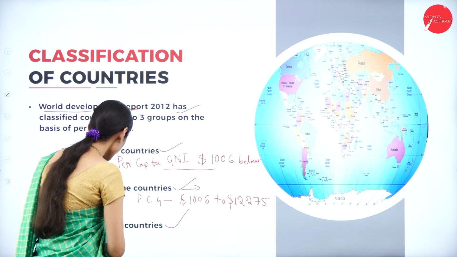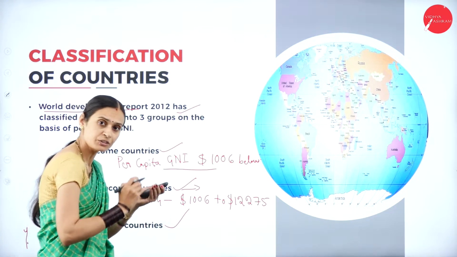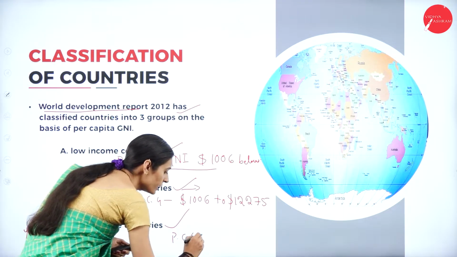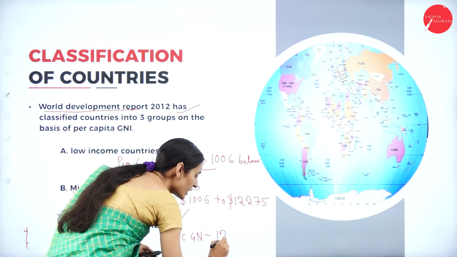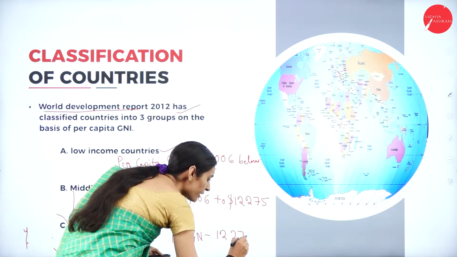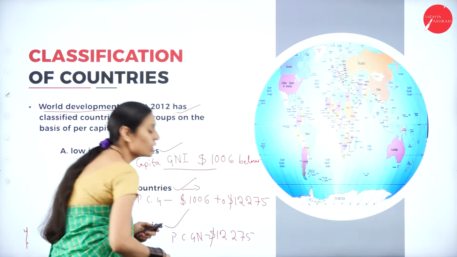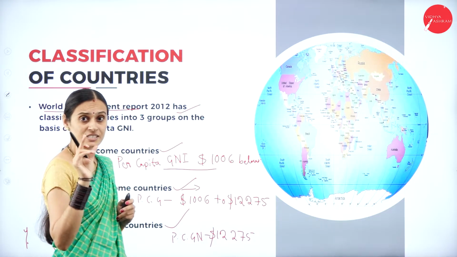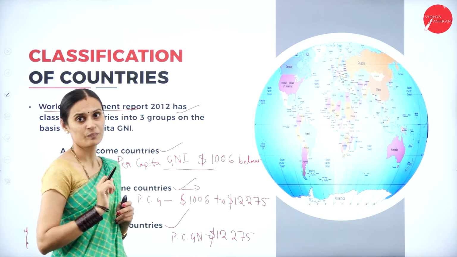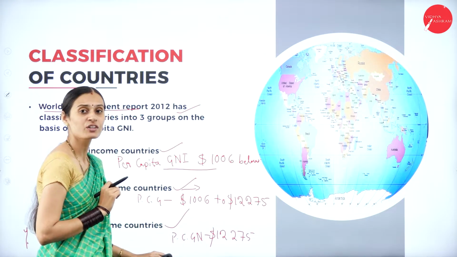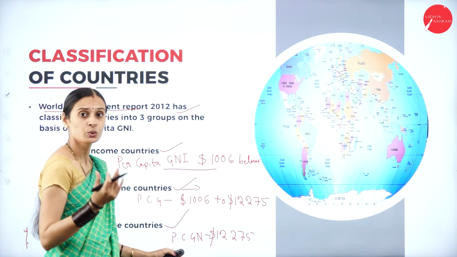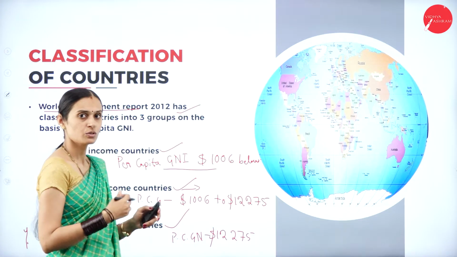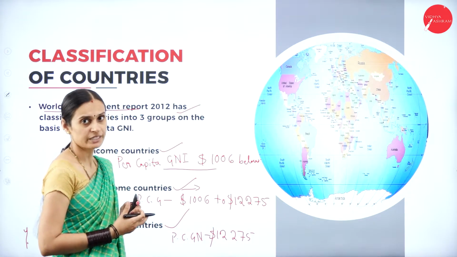And then the high income countries. Which countries have per capita GNI of more than $12,275? Those countries are considered high income countries, which are also called developed economies. Example countries are the USA, UK, France, Germany, Australia, Austria. Those are all considered high income countries.